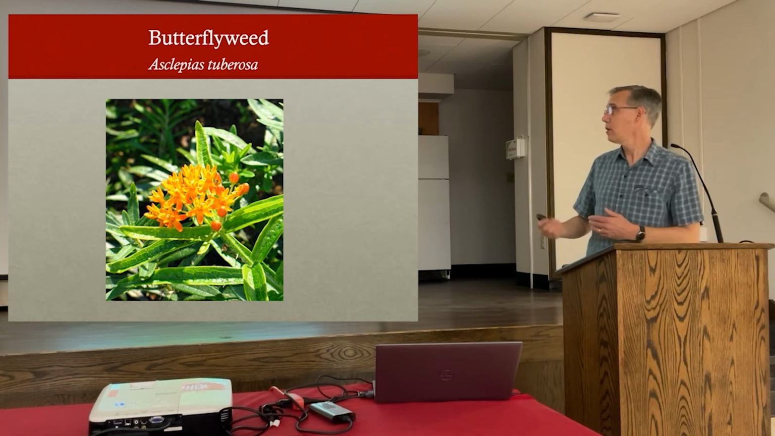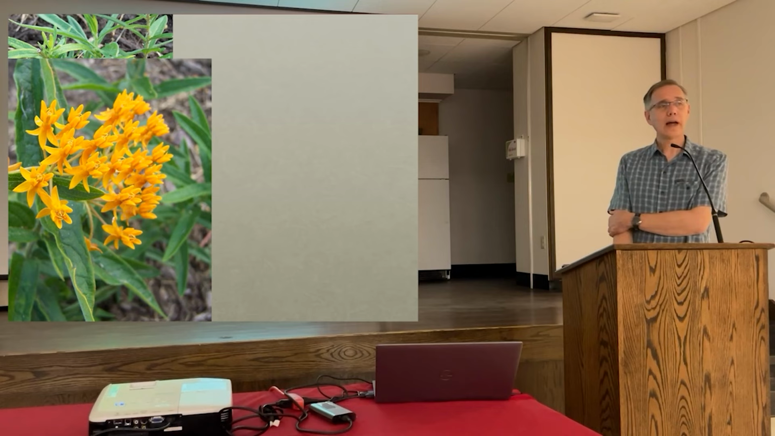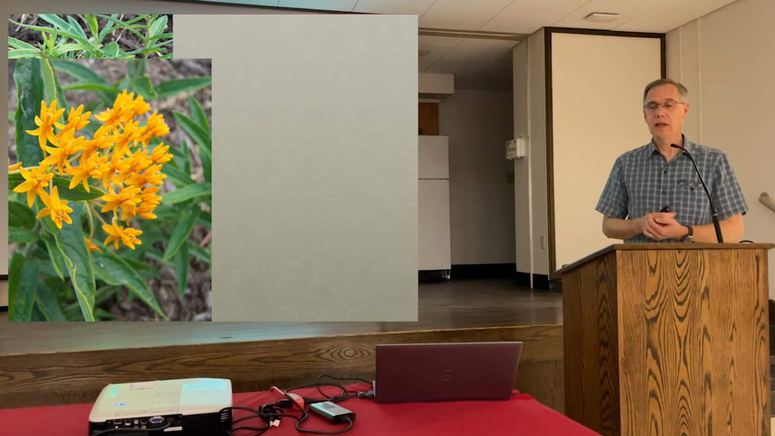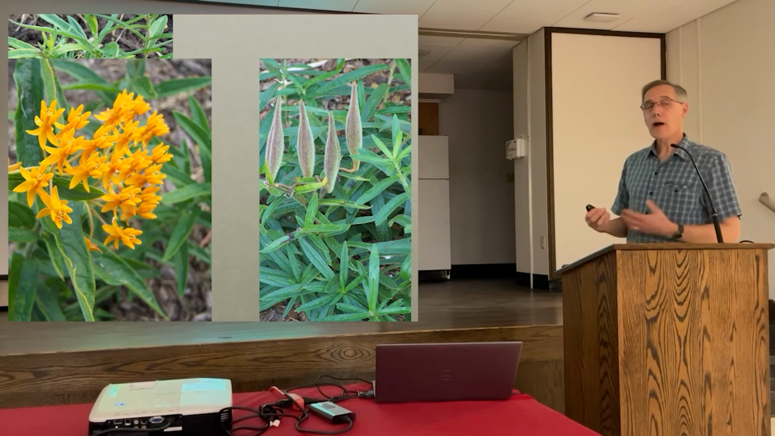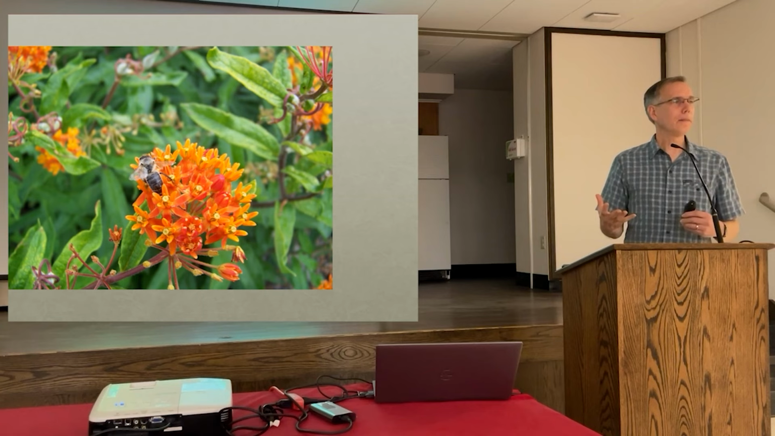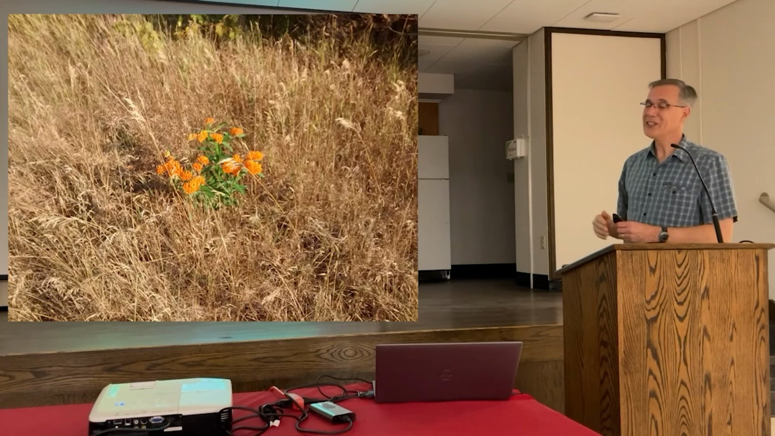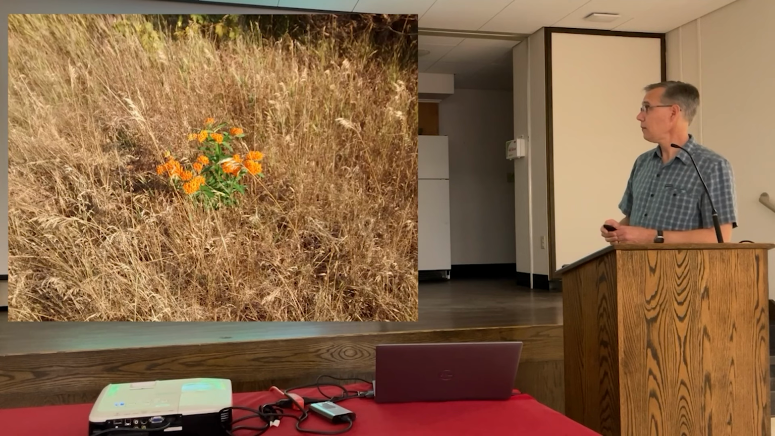And here you can see the flowers are very intricate. They have a lot of nectaries, so butterflies really like to get their nectar from these flowers. They are a milkweed, so they have those pods, but they're not like the milkweed that can become a little bit of a bully in the garden. But they will have the silky seeds there inside those pods. Here's a bee taking advantage of some of that nectar.